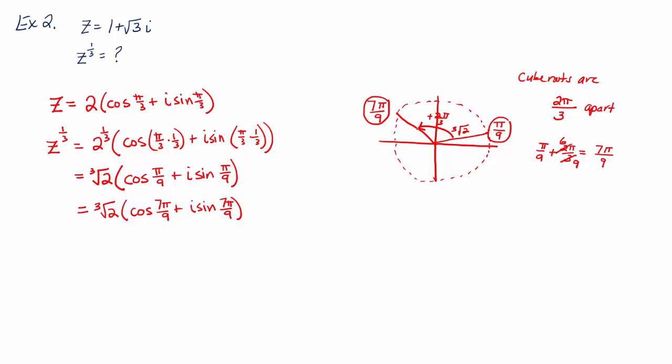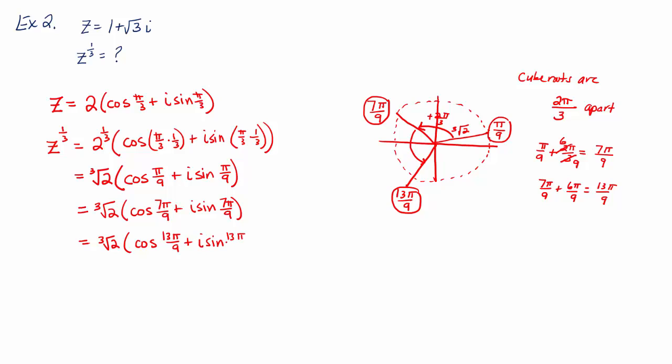And let's go another 2 pi over 3. I think that puts us in quadrant 3. Let's see if that makes sense. So 7 pi over 9 plus 6 pi over 9, that's the same thing as 2 pi over 3, gets me 13 pi over 9. That sounds right, because I think 3/4 of the way would be 13.5 pi over 9. So our third answer has the cube root of 2 radius, but an angle of 13 pi over 9.